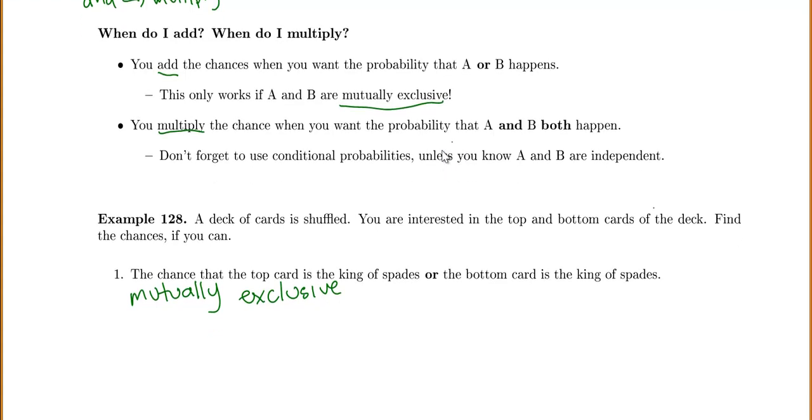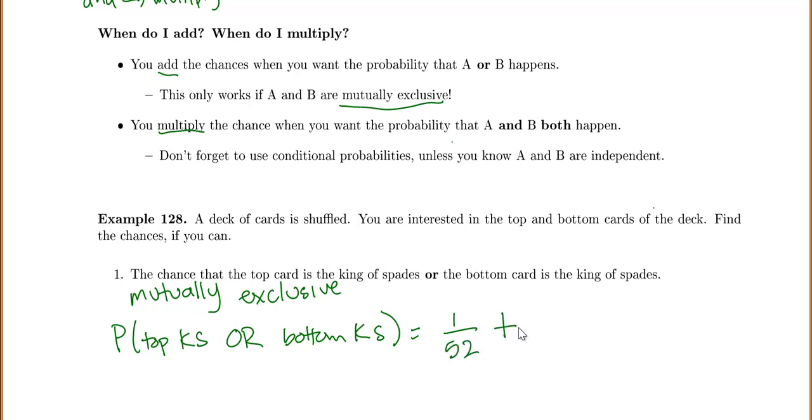So the probability that the top is king of spades or the bottom is king of spades means we just have to add the two probabilities. The probability that the top is king of spades is 1 out of 52, plus the probability that the bottom is king of spades, which is 1 out of 52. So the chance that either the top or the bottom is king of spades is 2 out of 52.